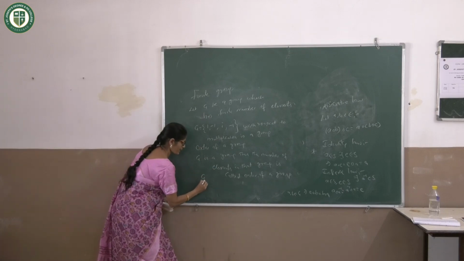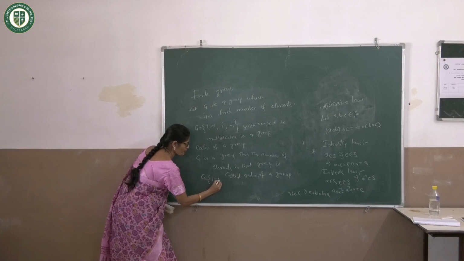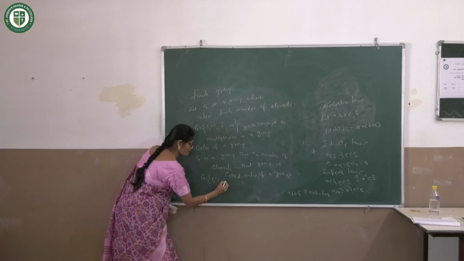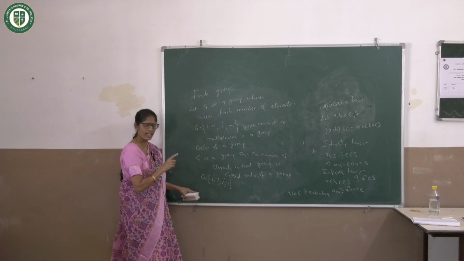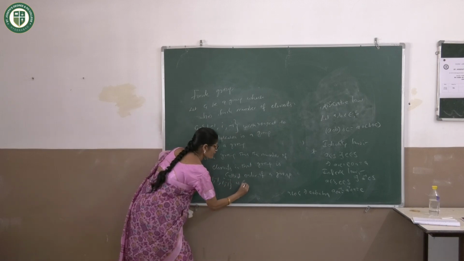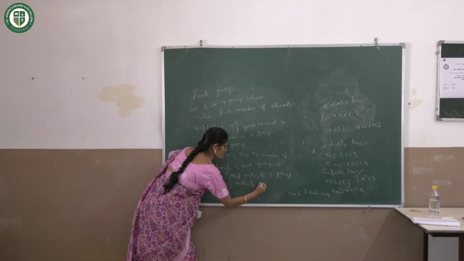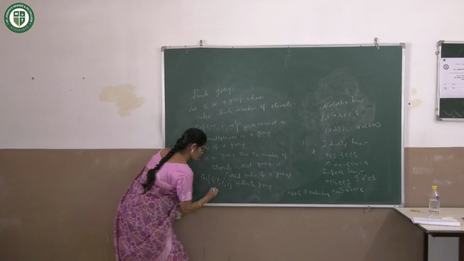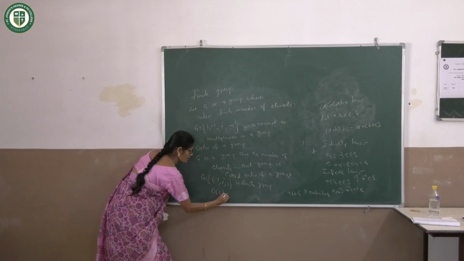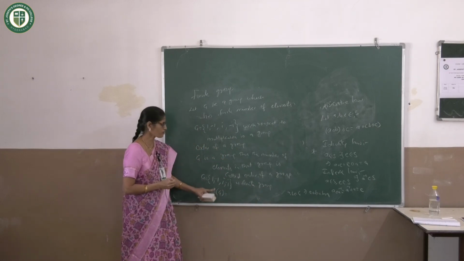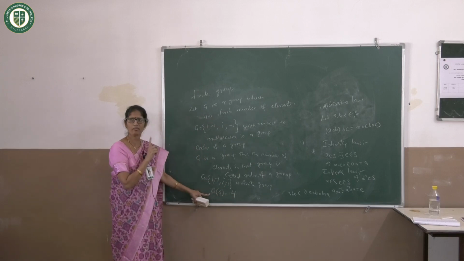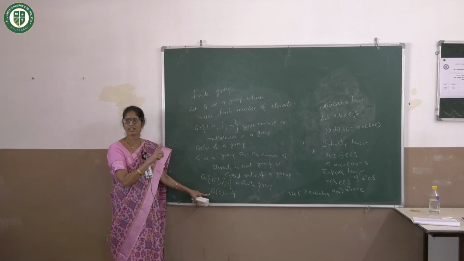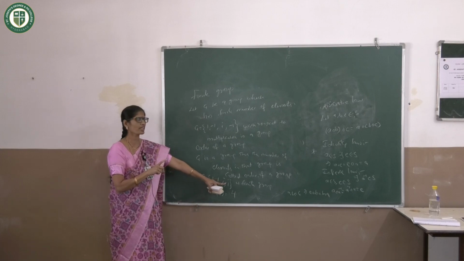For example, take the same example, that is the fourth roots of unity. {1, -1, i, -i} is a finite group, right? Then the order of the group is denoted by O(G). The order of the group is nothing but, how many elements do we have here? It is 4. So the number of elements in that group is said to be the order of a group.